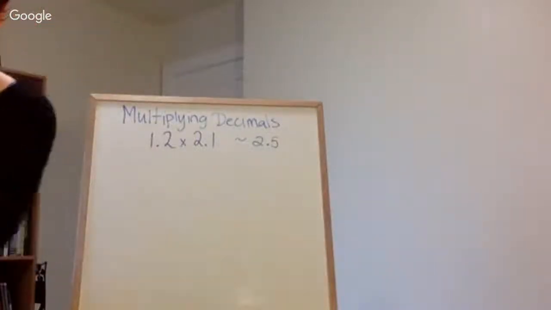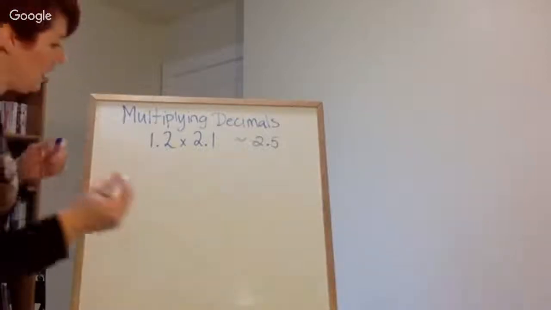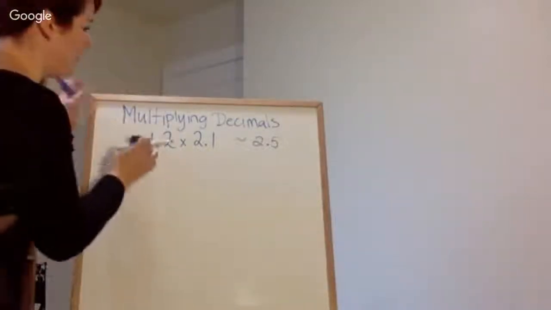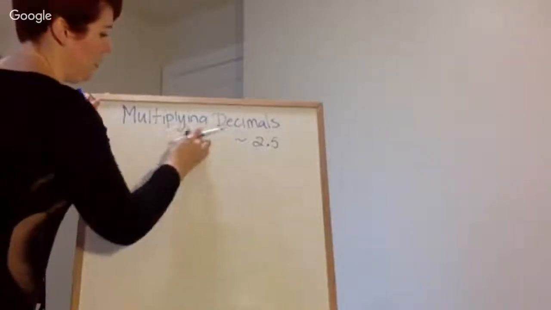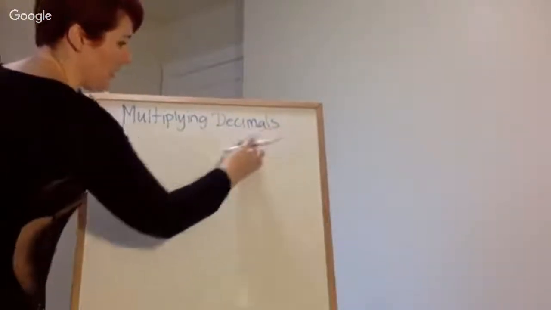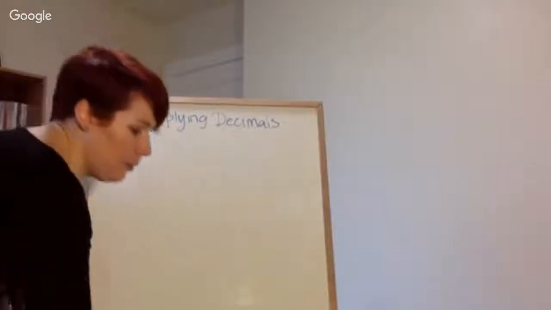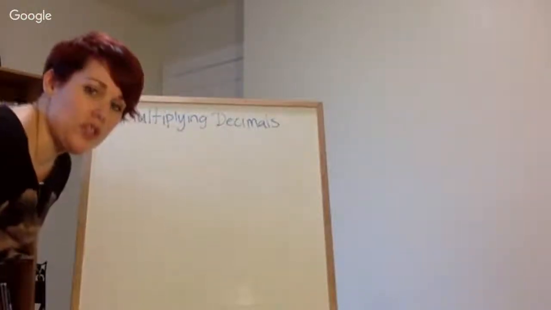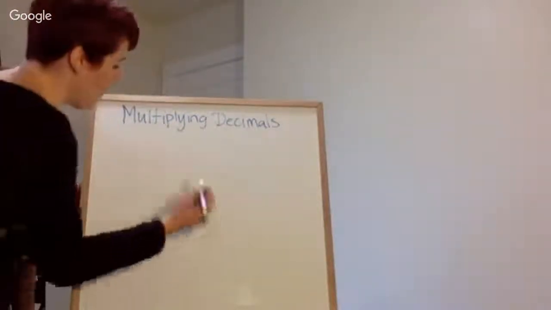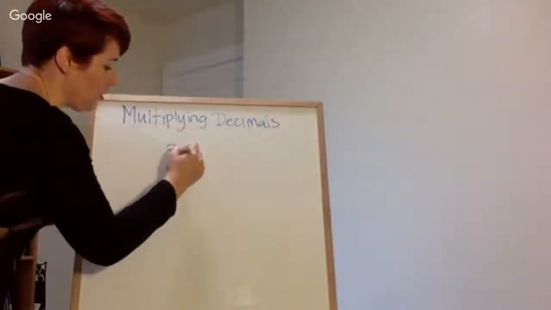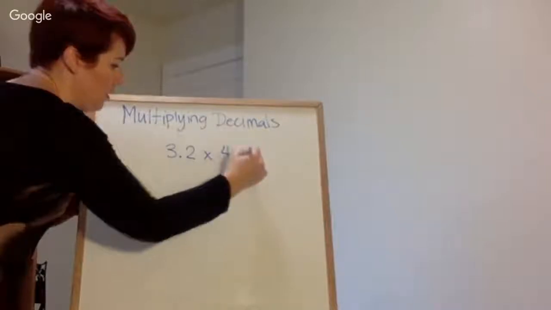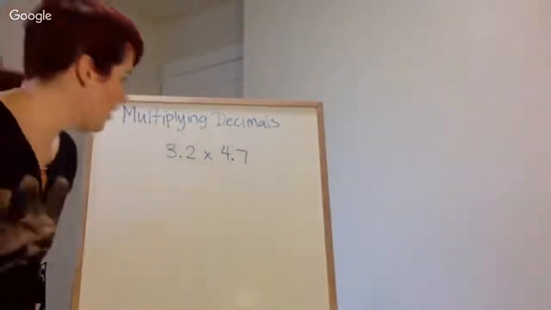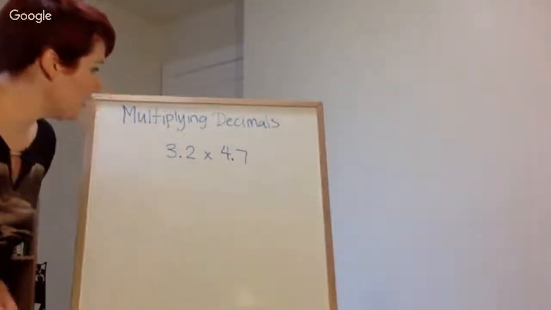Okay, so let's take a look at another example. And notice my estimate was pretty good. We want them to estimate by rounding the numbers to whole numbers, just so they know about the ballpark. So let's look at something with maybe some larger numbers. So let's do 3 2/10 multiplied by 4 7/10.